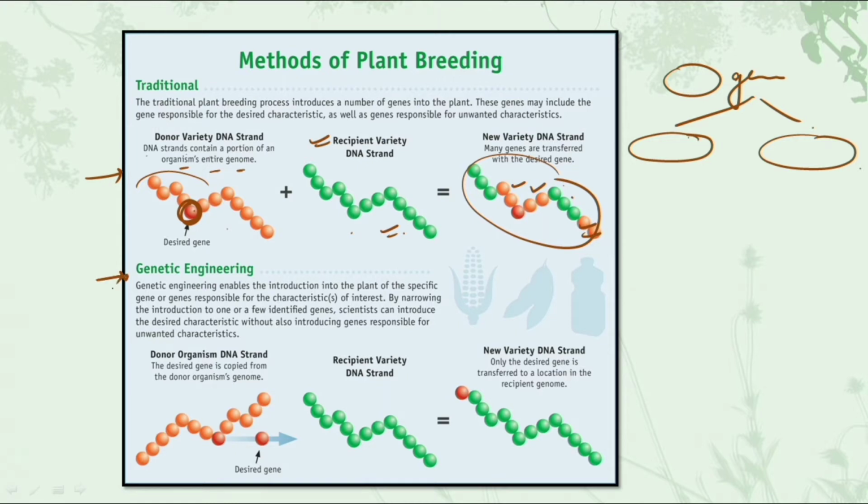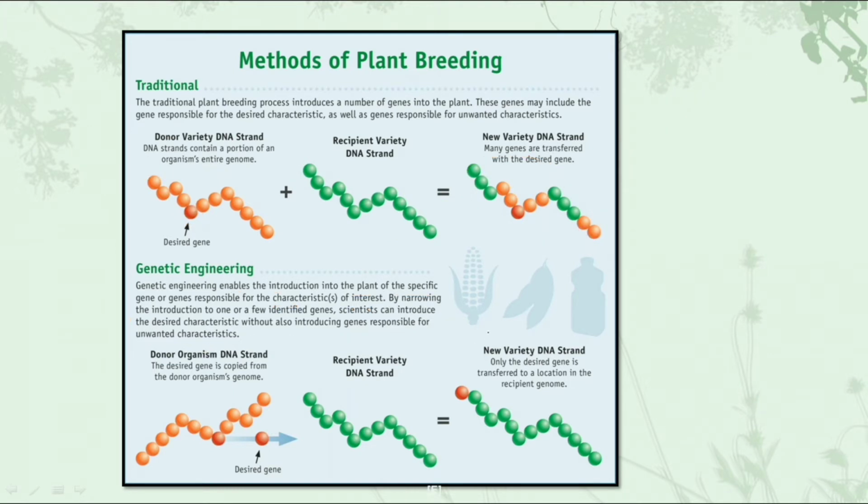The next one is genetic engineering. In this method, genetic engineering enables the introduction into the plant of the specific gene or genes that are responsible for the characteristics of interest. By narrowing down the introduction to one or a few identified genes, scientists can introduce the desired characteristics without also introducing the genes that are responsible for the unwanted characteristics. So in this type, we are inserting only the desired gene.